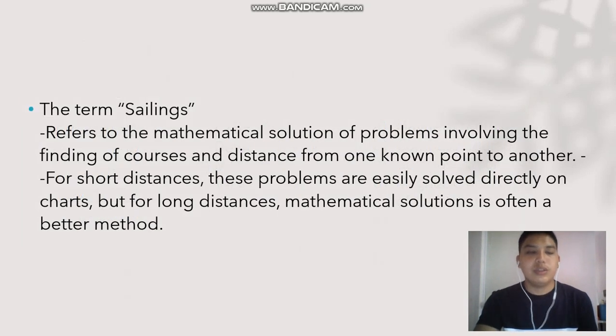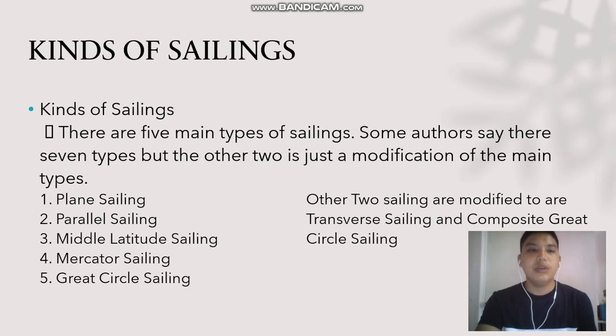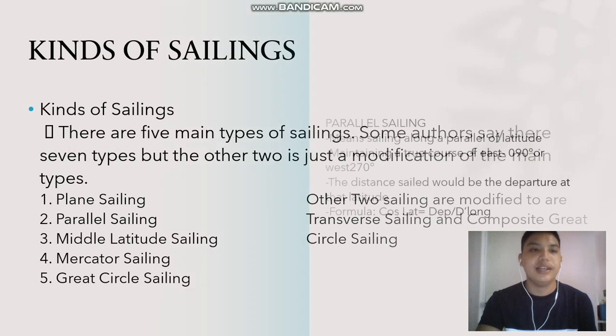The term sailings. So we are going to go about the sailings. It refers to the mathematical solution of problems involving the finding of courses and distance from one known point to another. For short distances, these problems are easily solved directly on the chart. But for long distances, mathematical solution is often a better method. We have the kinds of sailing. There are 5 main types of sailings: parallel sailing, plain sailing, middle latitude sailing, Mercator sailing, great circle sailing, and the other two modified are traverse sailing and composite great circle sailing.